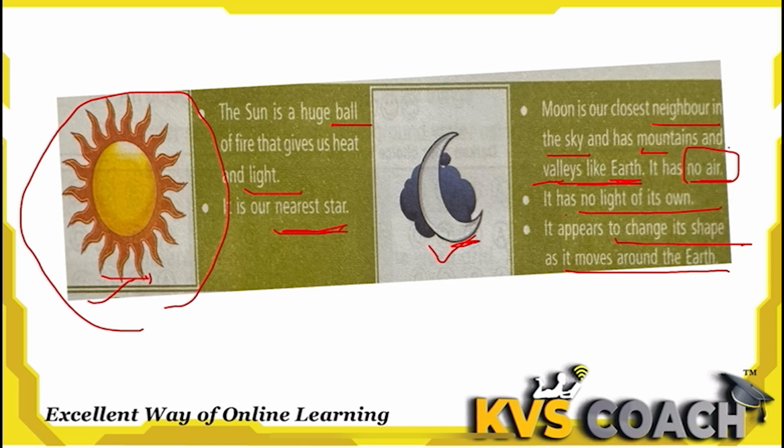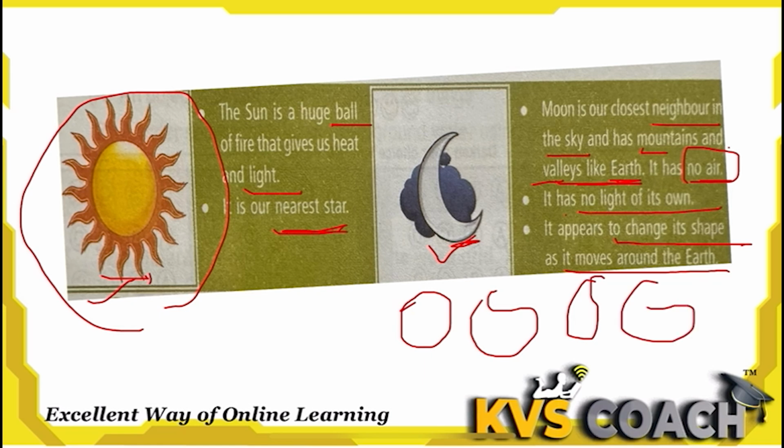So, its shape, this is full moon. Then it appears to change and the moon is decreasing in size like this. Then it becomes a crescent moon. Then it becomes a half moon. Then it becomes no moon. There is no moon after 28 days.